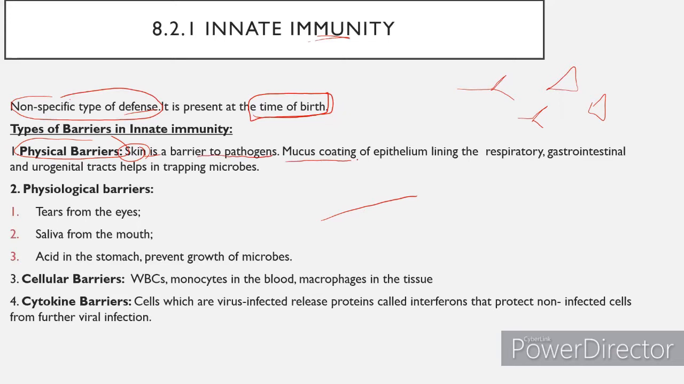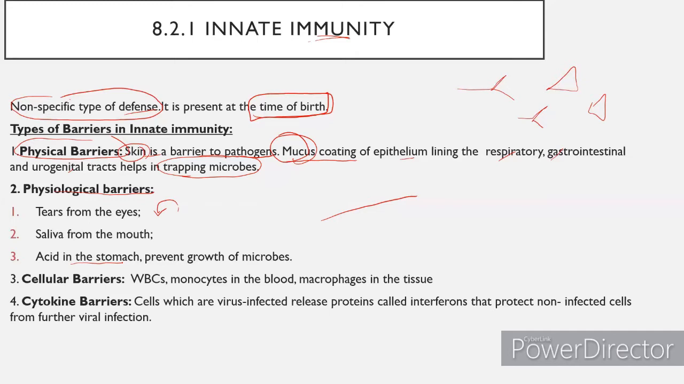And then we have the mucus coating of the epithelium, which lines the respiratory, gastrointestinal, and urogenital tract and helps in trapping microorganisms. Then we have the physiological barriers. Tears from the eyes: if a foreign object enters the eyes, our eyes start giving out tears, and this is how they release the foreign objects back into the outside environment. And then we have saliva from the mouth and acid in the stomach. Did you know that the pH of acid in the stomach is around 2, which is very important to prevent growth of microbes?